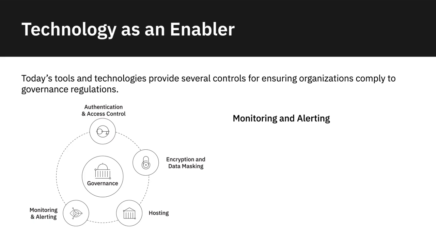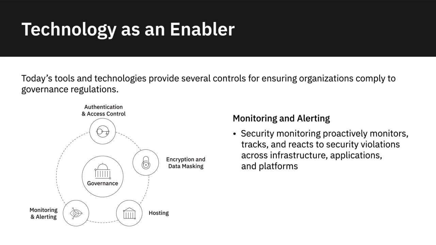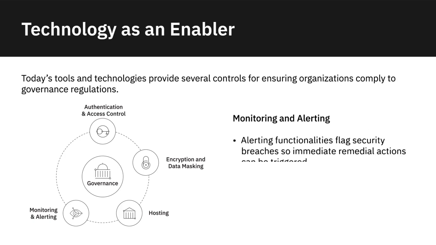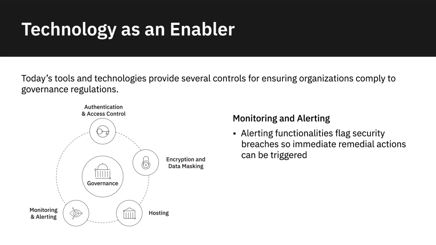Monitoring and alerting functionalities. Security monitoring helps to proactively monitor, track, and react to security violations across infrastructure, applications, and platforms. Monitoring systems also provide detailed audit reports that track access and other operations on the data. Alerting functionalities flag security breaches as they occur so that immediate remedial actions can be triggered. The alerts are based on the severity and urgency level of the breach, which is predefined in the system.